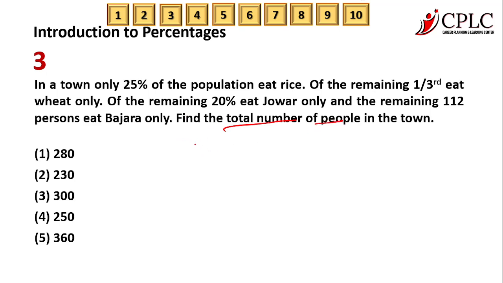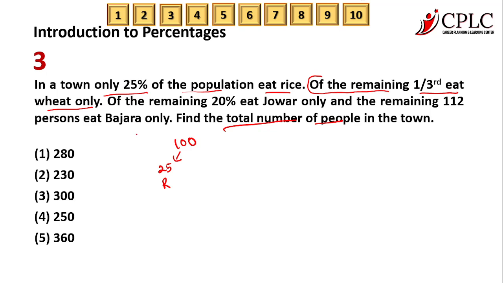For example, let's take it as 100. Then they are saying only 25% are eating rice. So 25% of 100 is 25 only. These 25 are eating rice, is what they are saying. And now comes the important part, and why you should read it carefully and apply it also, which says, of the remaining one third are eating wheat only.